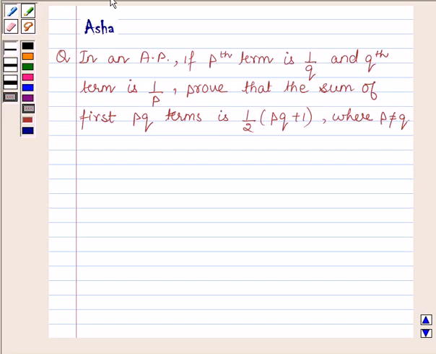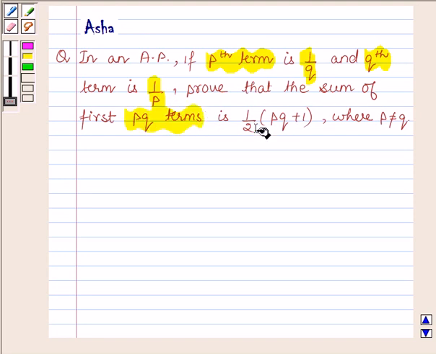Welcome to the session. I'm Asha and I'm going to help you with the following question, which says: in an AP, if the Pth term is 1 upon Q and the Qth term is 1 upon P, prove that the sum of first PQ terms is half of PQ plus 1, where P is not equal to Q. Let us now begin with the solution.